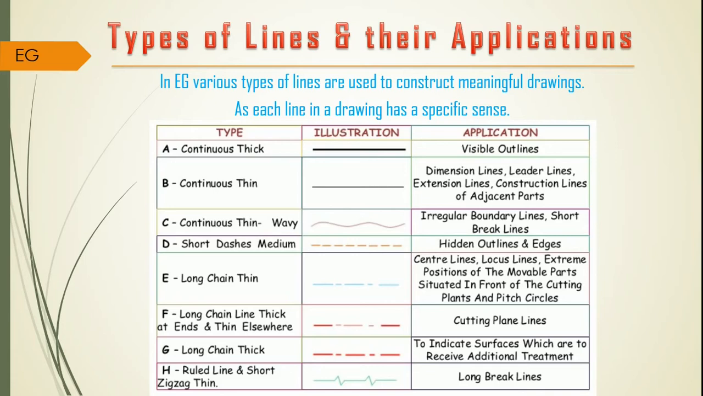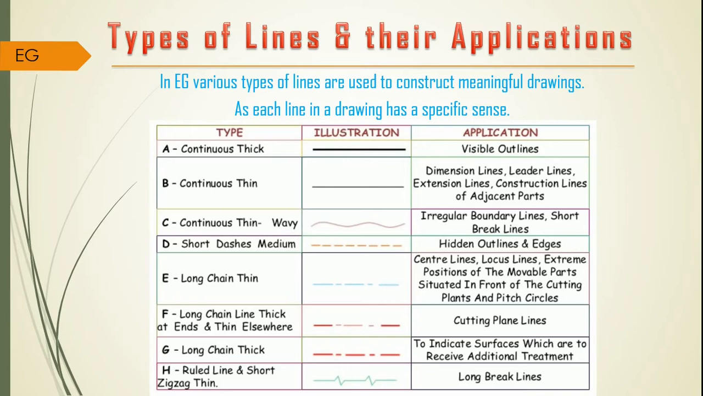Then another important type of line is the dash line, also called the short dash medium thick line. So here you find it is not a thin line and it is not a completely thick line, it is of medium thickness, that is 0.3 mm actually. So the dash medium line is drawn with a thickness of 0.3 mm, and it is used to show the hidden outlines and edges in your object, in your drawing. For that purpose we are using the short dash medium line.